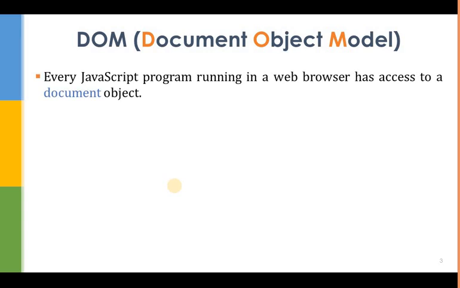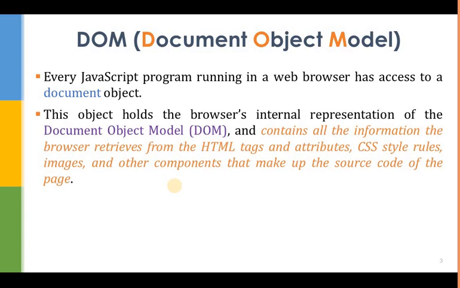Every JavaScript program running in a web browser has access to the document object. This object holds the browser's internal representation of the document object model and contains all the information the browser retrieved from HTML tags, attributes, CSS style rules, images and other components that make up the source code of your page.